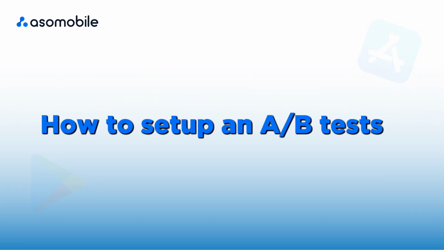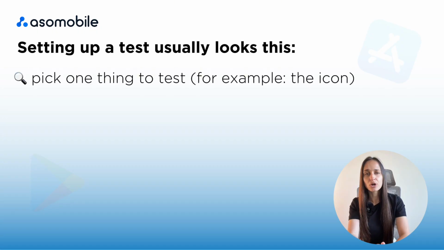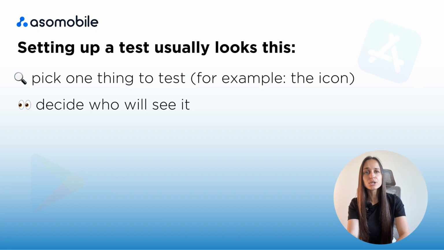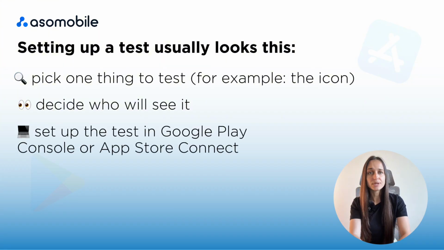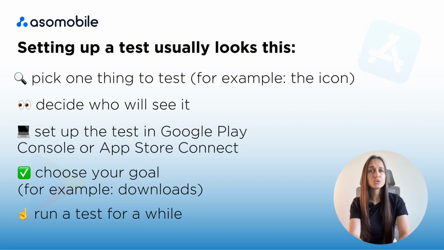How to set up an A/B test, step by step. Let's break it down. Setting up tests usually looks like this. Pick one thing to test. Don't change everything at once. For example, start with the icon. Decide who will see it, all users worldwide or just people in one country. Create the experiment in Google Play Console or App Store Connect. Choose your goal. Usually it's install rate, how many people download after visiting your page. Run the test for a while. A few days is not sufficient. You need enough downloads to be sure of the reliability of the results.